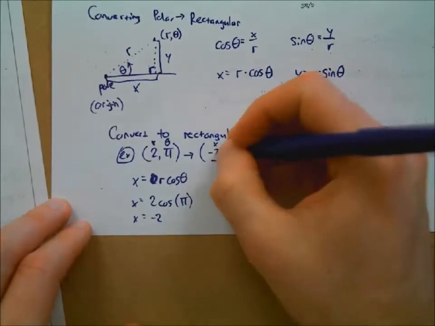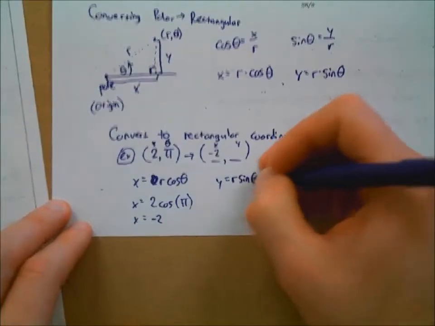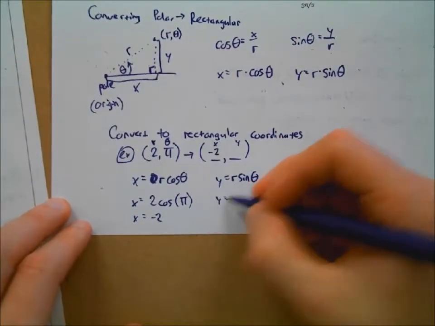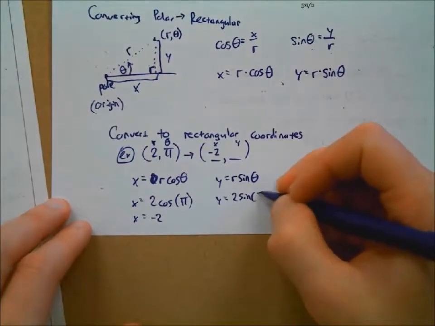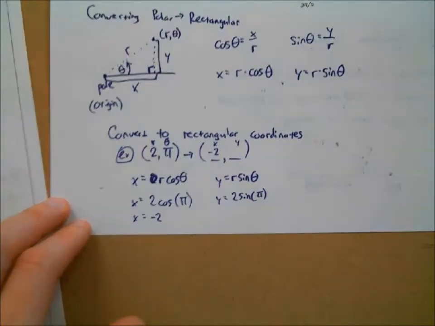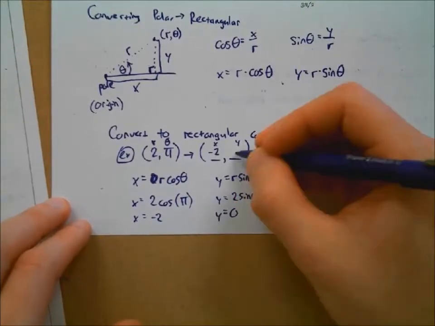Let's try y. Y equals r times the sine of theta. What's our r again? 2. What's our theta? Pi. What's sine of pi? 0 times 2? Still 0. And so there's the matching rectangular coordinate.